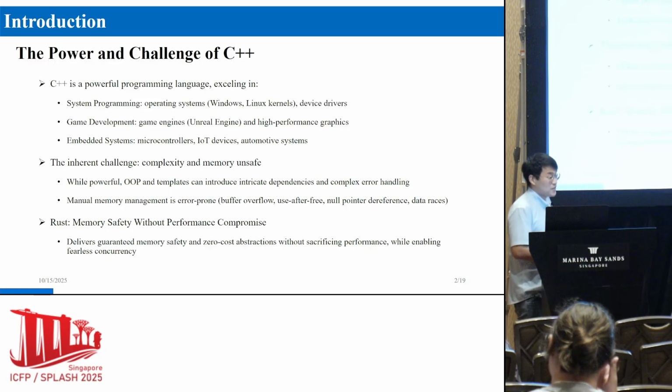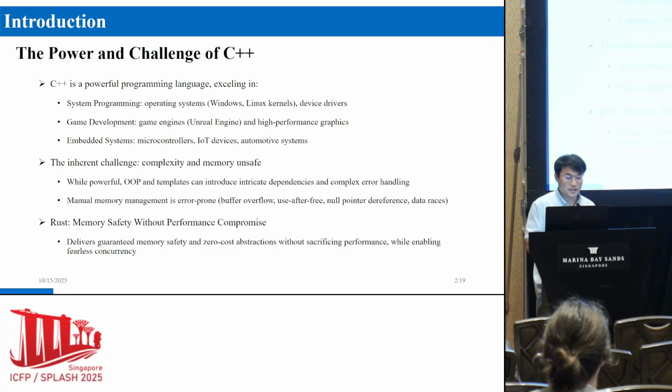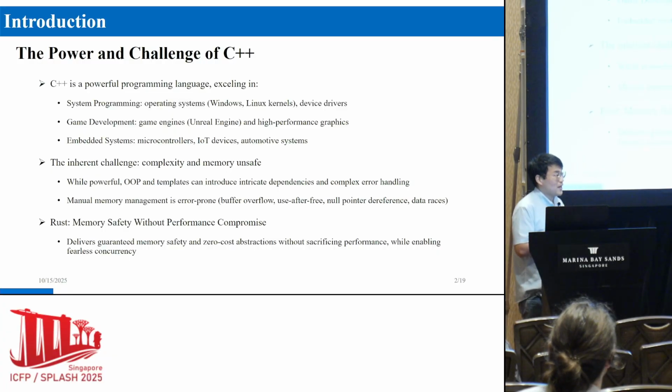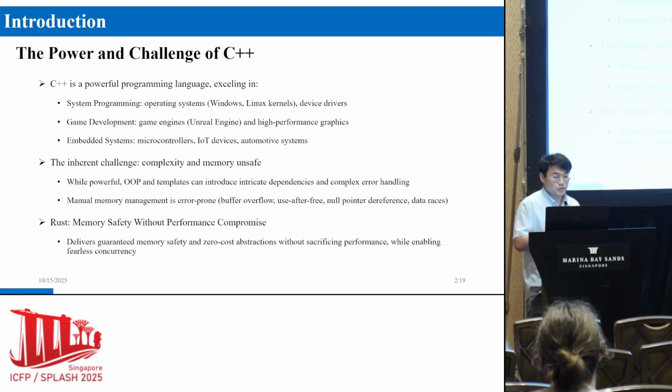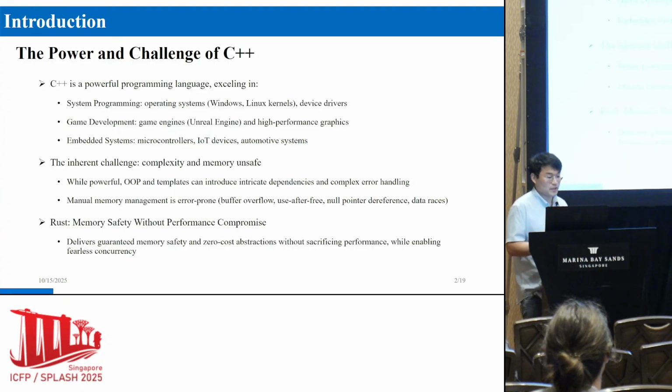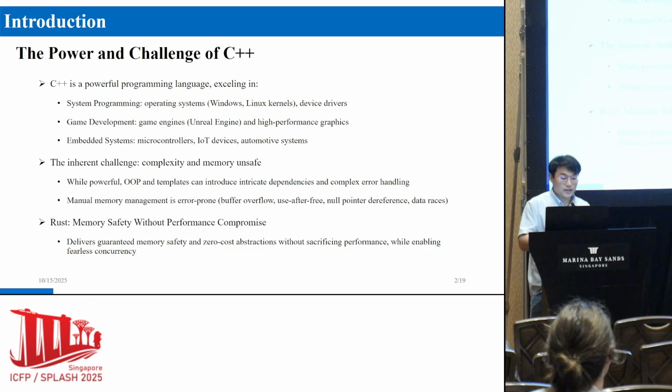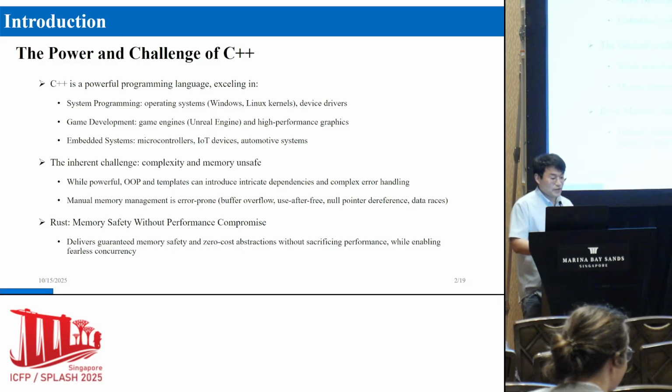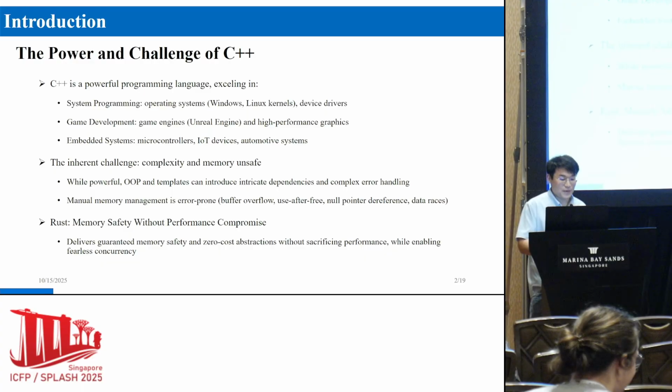The power and the challenges of C++ are obvious. C++ is a powerful programming language that excels in system programming, such as operating system development and game development, such as game engines, and it also excels in embedded systems such as microcontrollers and IoT devices. However, the inherent challenges of C++ are also obvious.